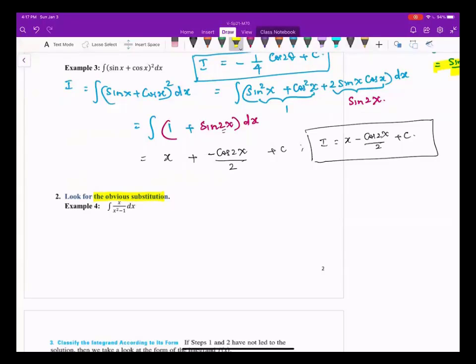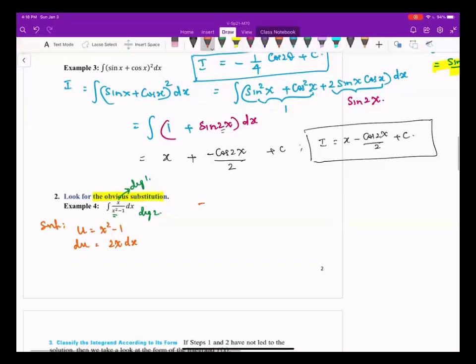So, the integral of x divided by x squared minus 1 dx. We notice here the denominator is of degree 2, the numerator is of degree 1, one degree less. Anytime you have the variable in the denominator with one degree more than the numerator degree, the substitution would be just the denominator equal to u. So the u substitution here: u equals x squared minus 1, so du equals 2x dx.